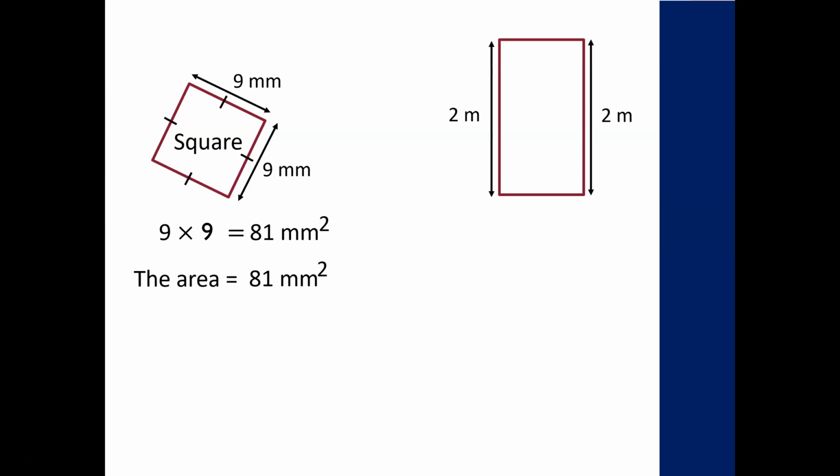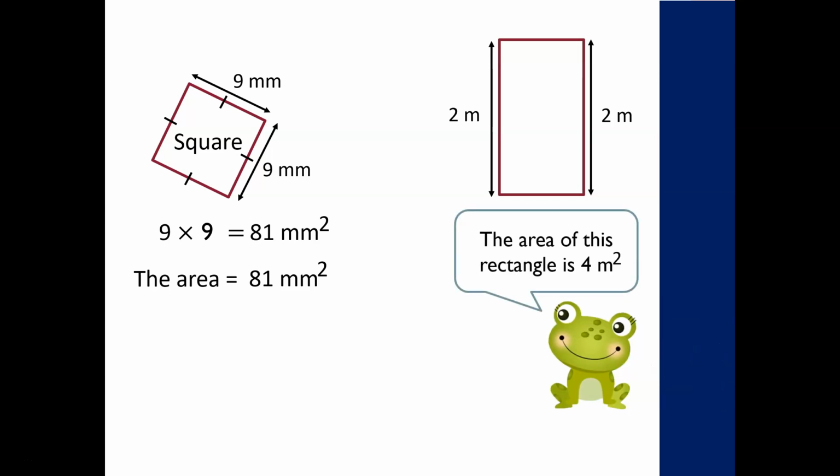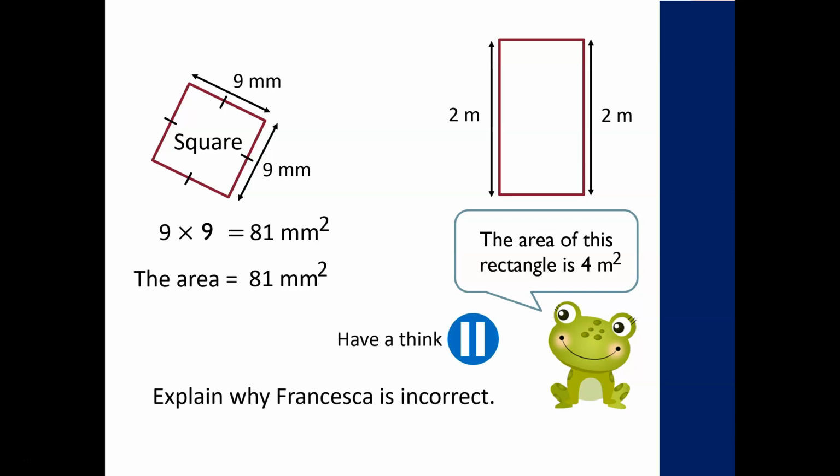Here we've got a rectangle, and we're given the length of two sides. Francesca says the area of the rectangle is 4 metres squared. Pause the video and have a think about why Francesca is incorrect.